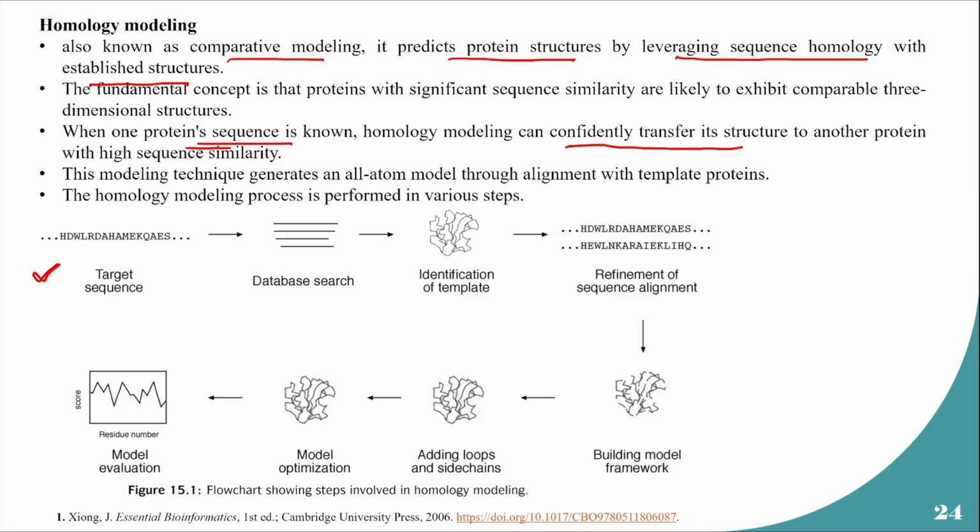And then you have to do refinement of the sequence alignment. You have to build the model framework. You have to add the loops and the side chains. And then ultimately you have to optimize the model and then evaluate the model, basically by placing the structure through a number of parameters. For example, in the Ramachandran plot, whether any residues are falling into the unallowed regions and so on. So this sort of evaluation process you also have to follow.